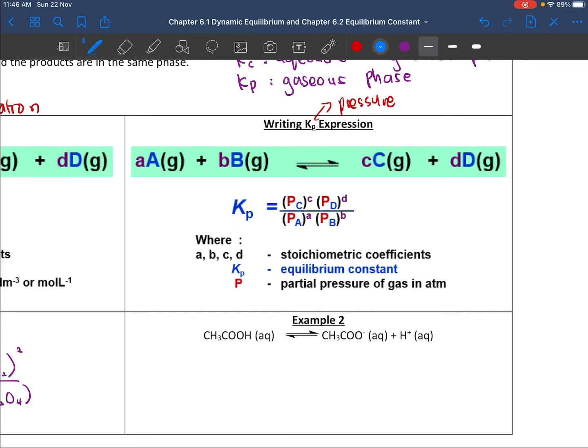Okay, so example 2, let's start with KC. Same as before, take the concentration of the product. Only this time we have two products. So this is our product: CH3COO minus. The front here is 1, so its power is 1. And then multiply with the concentration of H plus, also to the power of 1. And then we are done with the products. So over the reactant. Our reactant is CH3COOH to the power of 1. Okay, so that is our KC.